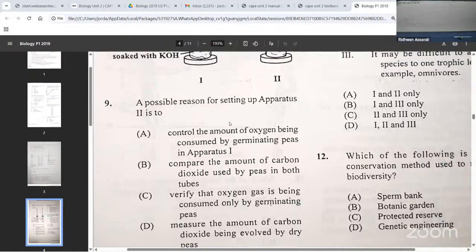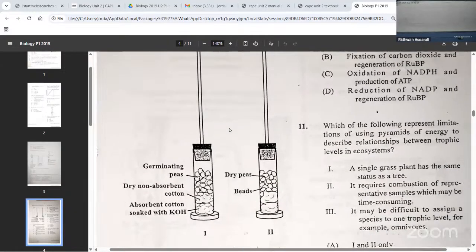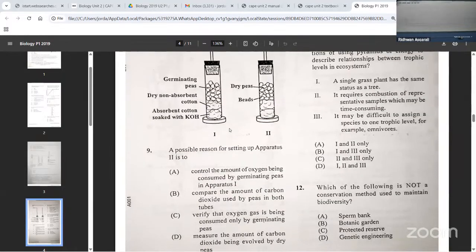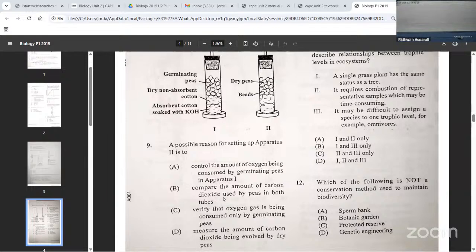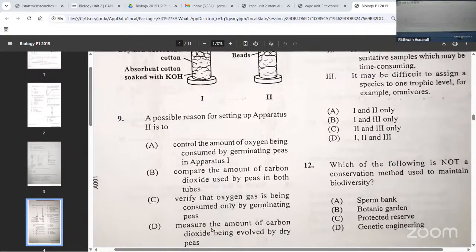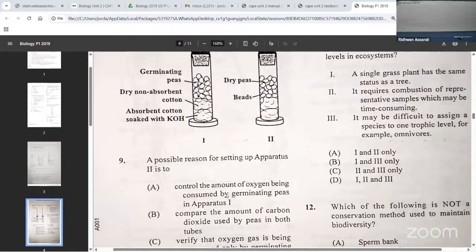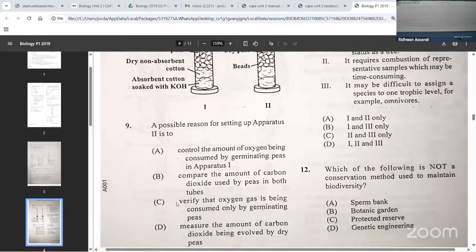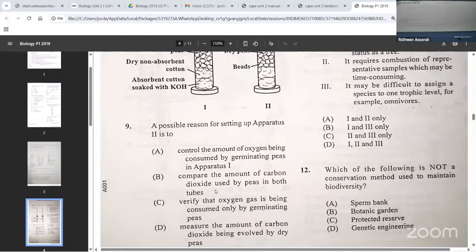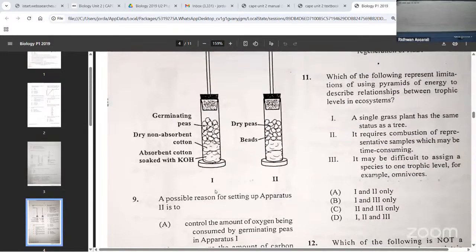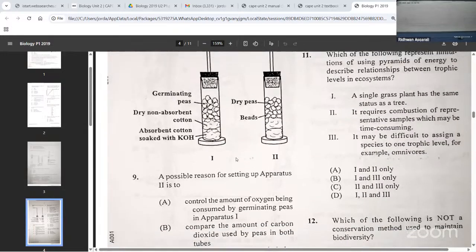B, to compare the amount of carbon dioxide. Right, so it's not D, because you're not measuring the amount of carbon dioxide evolved by dry peas. No, it says not D. Right? Yeah, it'd be C, right? Well, it's not A as well, because you're not controlling any amount of oxygen.